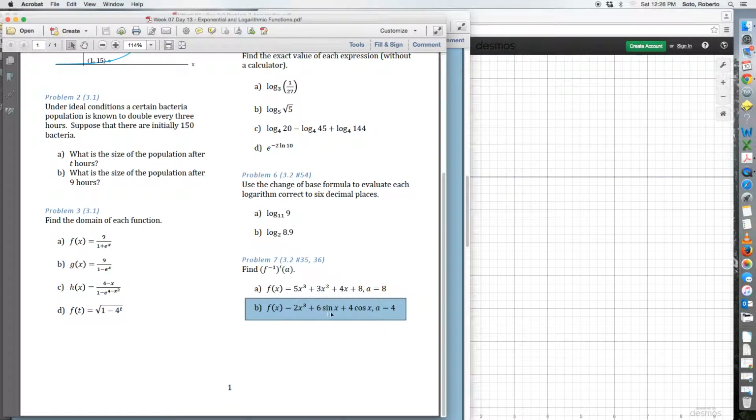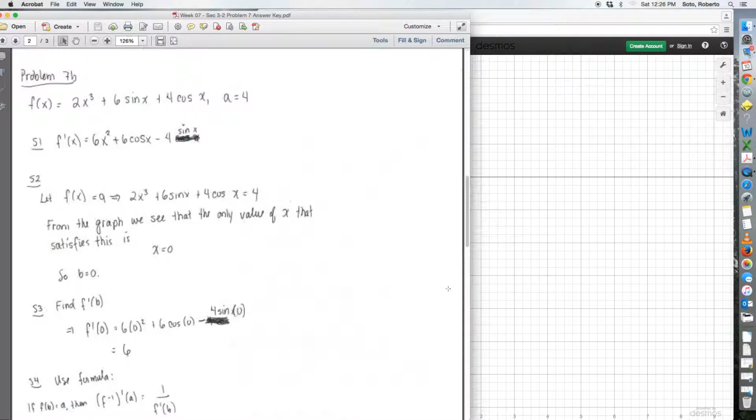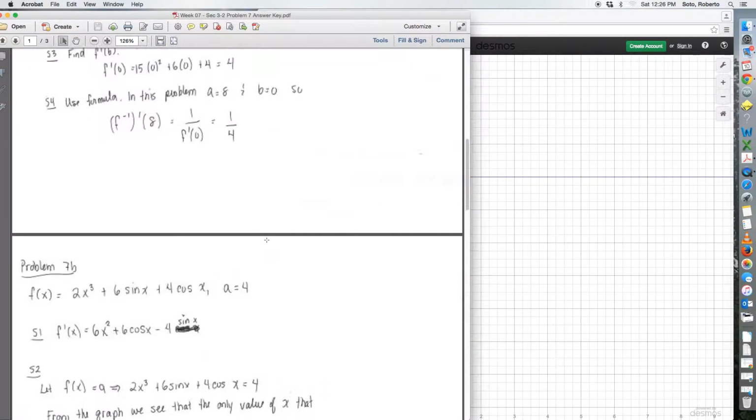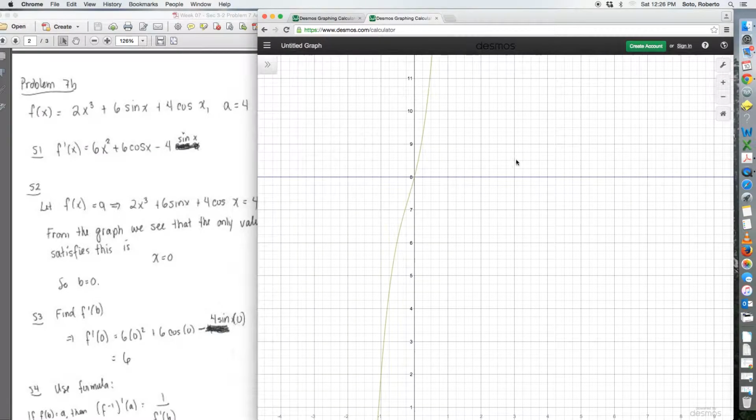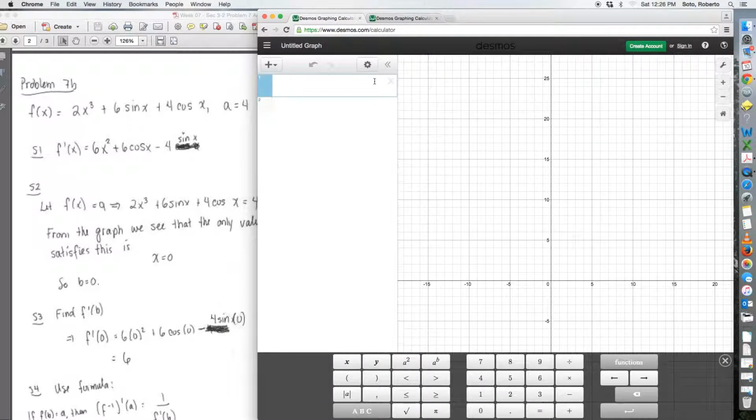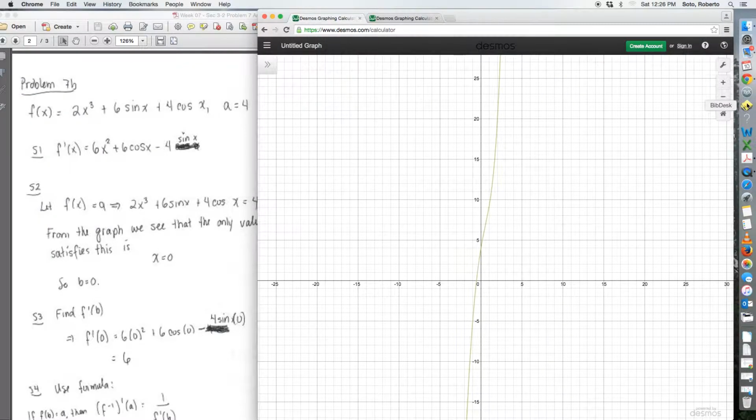So here's problem B. We have 2x cubed plus 6 sine x plus 4 cosine x, and we want to find out what the derivative is of the inverse of this function at a equals 4. And so this time I'm going to go ahead and graph this function, so you can kind of see what it looks like. 2x cubed plus 6 sine x plus 4 cosine x.